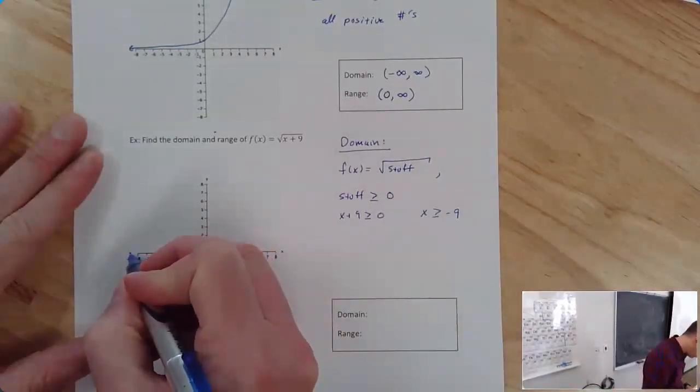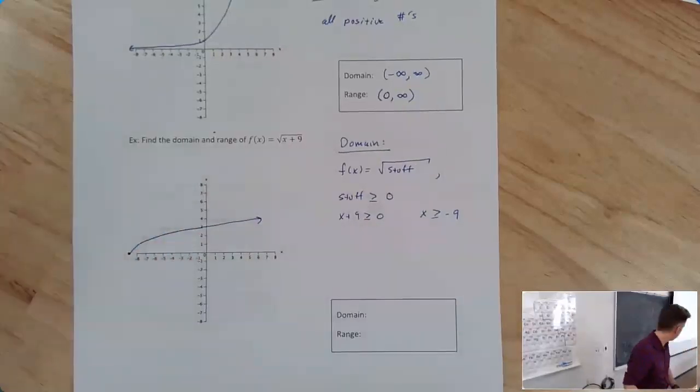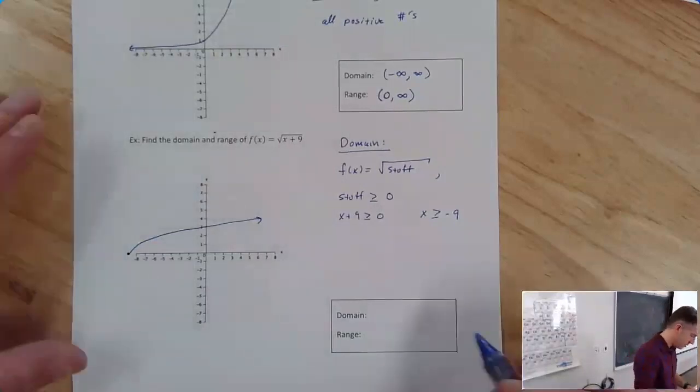All right, so 9 to the left. My square root function starts over here at -9, and then it goes up and up and up and up like that. My domain is looking like.